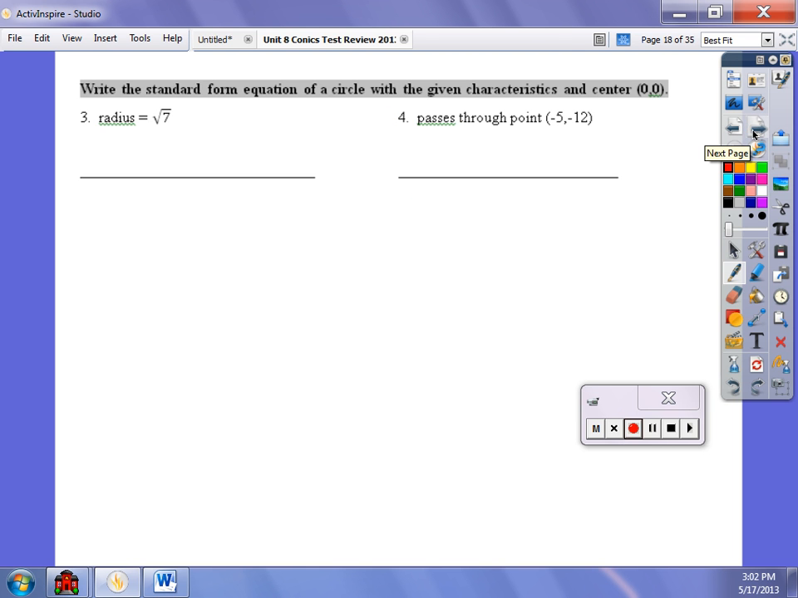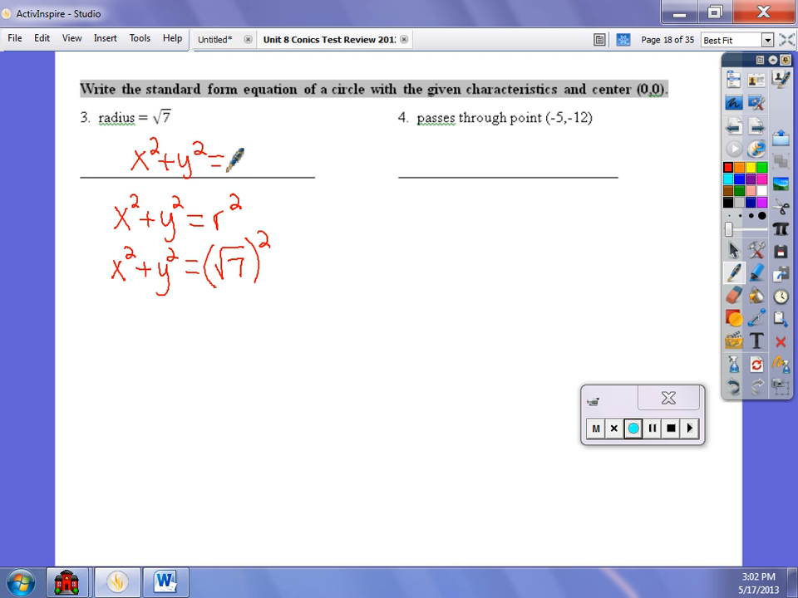Now let's write the equation in standard form. Remember, the standard form of the equation of a circle is x squared plus y squared equals r squared. Our radius right now is the square root of 7. So I'm just going to square that. And remember, when you square a square root, everything knocks out. So your answer is going to be x squared plus y squared is equal to not 49, but actually just 7.